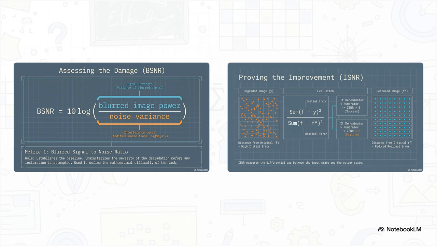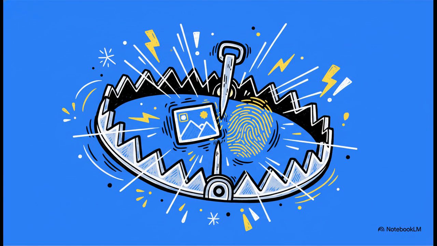First is the BSNR, the blurred signal-to-noise ratio. Think of this as us assessing the crime scene. It just tells us how bad the damage is. Then, after we do our thing, we calculate the ISNR, the improvement in signal-to-noise ratio. This basically tells us how much better we made it. If we get a positive number, hey, we've improved the evidence. Success. But there's a catch. And oh boy, it is a big one. It's a fundamental problem with this whole investigation that kind of changes, well, everything.